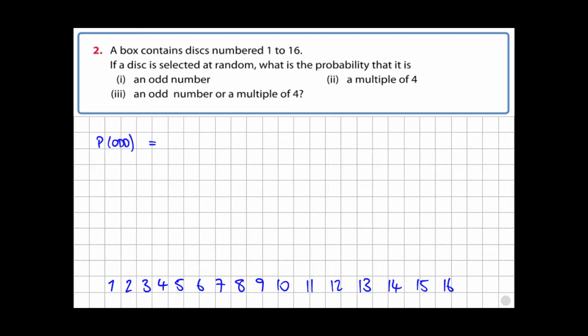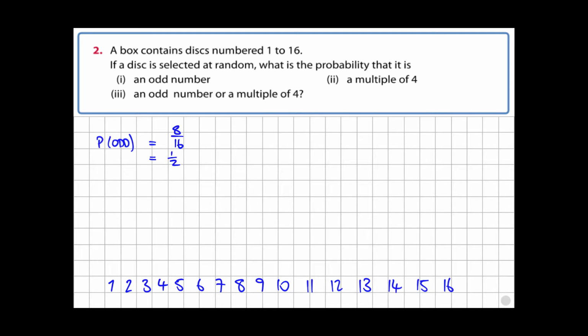So a box contains discs numbered 1 to 16. So that's your 1 to 16. What's the probability you get an odd number? So let's just look there. The probability of getting an odd number is going to be 1, 2, 3, 4, 5, 6, 7, 8. So it's going to be 8 out of a possible 16. And 8 over 16 simplifies down to 1 over 2.